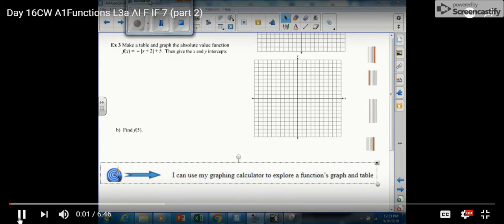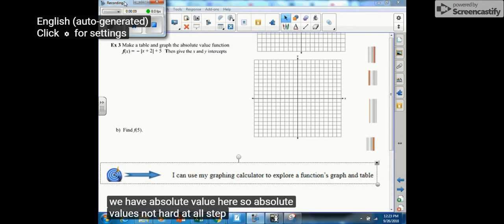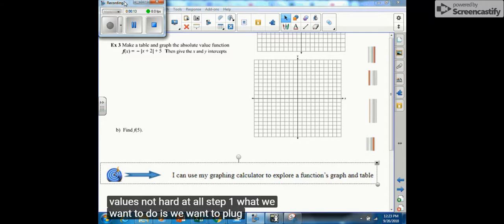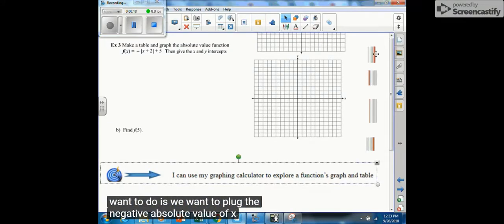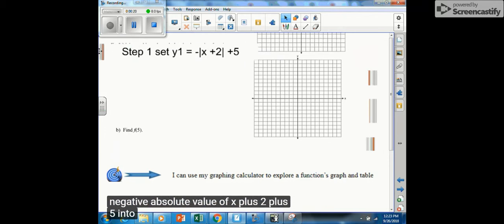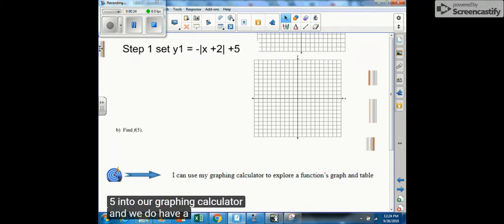Dimensions, a graph, and a table. So in example 3, we have an absolute value here. Absolute value is not hard at all. Step 1, what we want to do is plug the negative absolute value of x plus 2 plus 5 into our graphing calculator. And we do that as such.